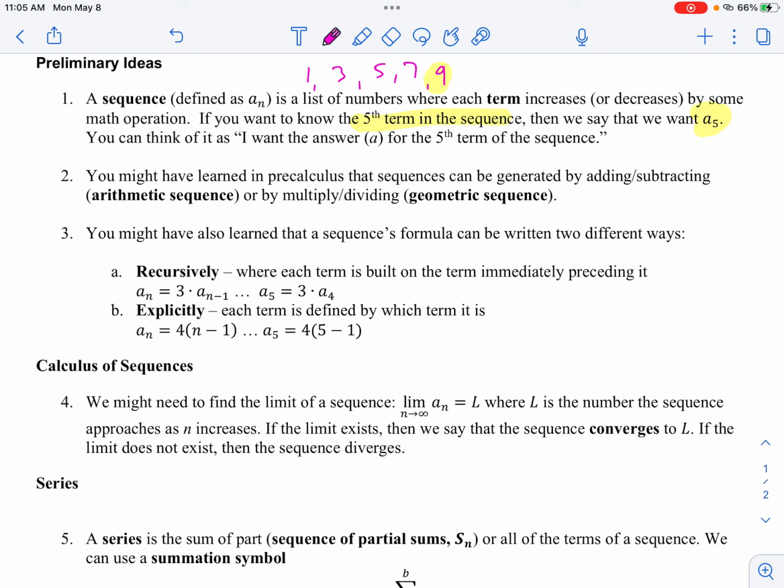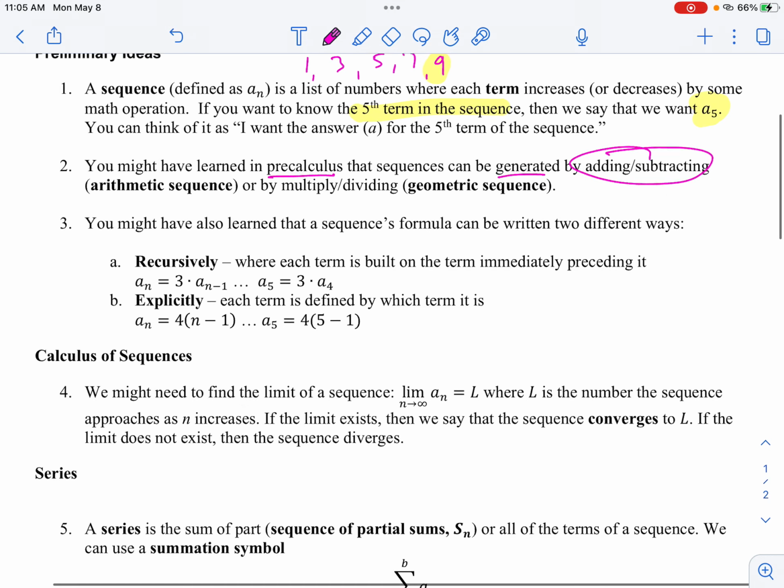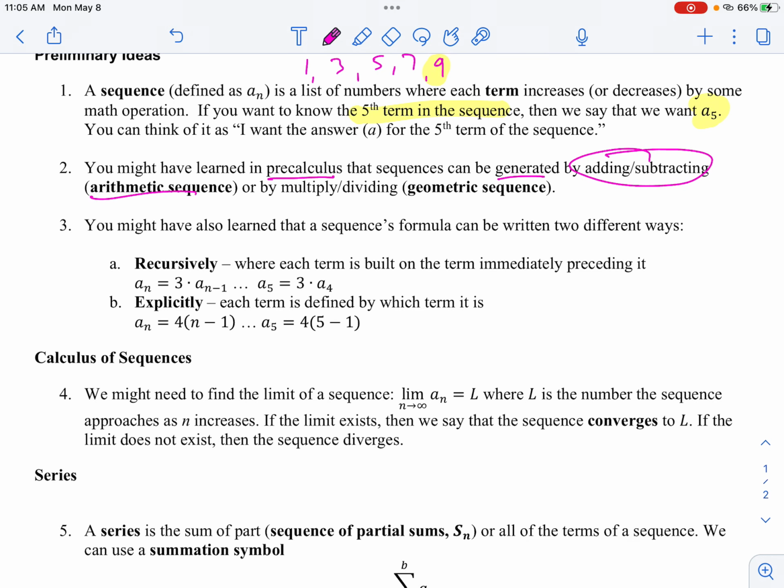Now, you may have learned in pre-calculus that sequences can be generated by adding or subtracting. We just added 2. That's called an arithmetic sequence. Or by multiplying or dividing, that's a geometric sequence. So we could go times 2. Let's say we start at 3, then we go 6, 12, 24, like that. To divide, we just multiply by a fraction. Let's say we start at 3 and want to divide by 2, we'll multiply by 1/2: 3 halves, 3/4, 3/8, like that.